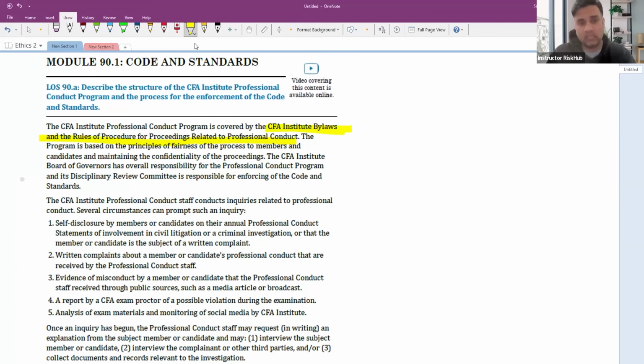There is confidentiality of the proceedings, right? Fairness and confidentiality. Investigations are not public, which protects your reputation until guilt is established. So overall, CFA will never publicize an ongoing investigation. That is very important to understand. And the CFA Institute has a Board of Governors who has overall responsibility, meaning policy oversight is the responsibility of the board. They don't investigate cases day by day, right? That is very important to understand.